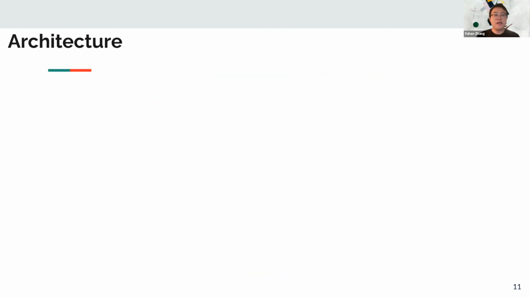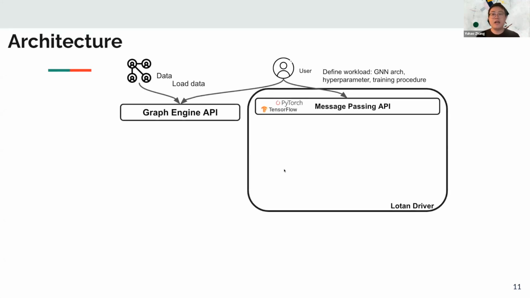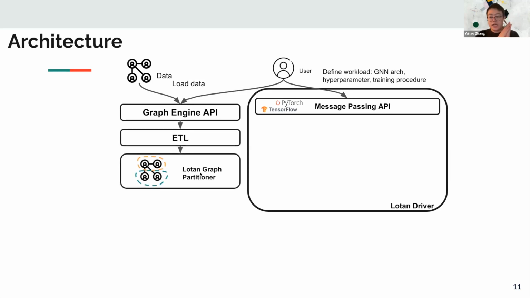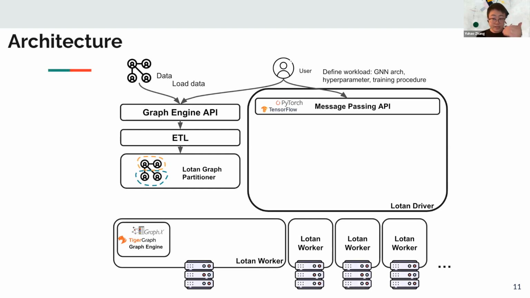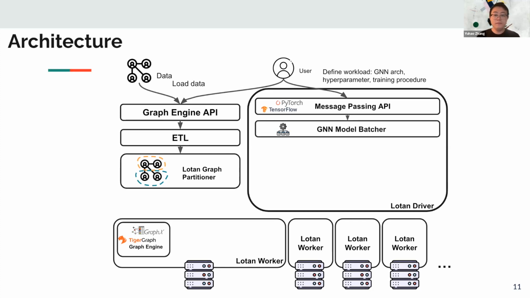And here is the architecture diagram of LOTEN. We have the data and the user. The data is first ETL'd to the graph data system. We also have a GNN-centric graph partitioner to plug in, and it can save communications during the runtime. And the data is stored and distributed by a graph engine, which is an existing graph data system running on our workers. The user defines the GNN model using the deep learning engine's APIs.